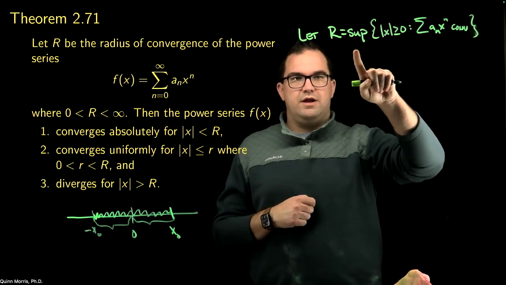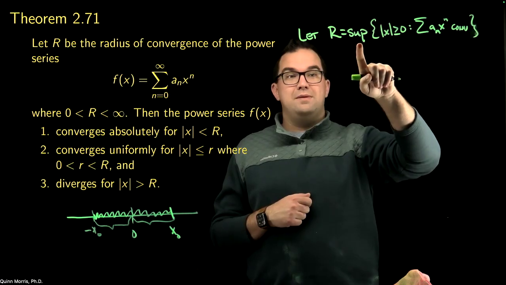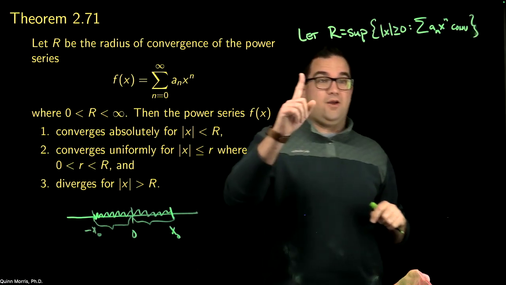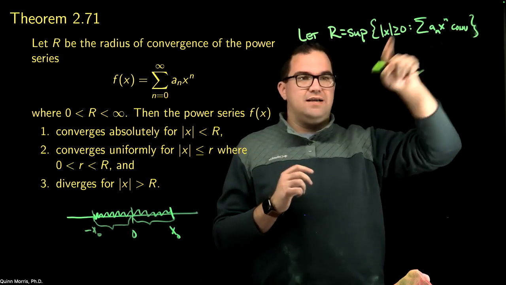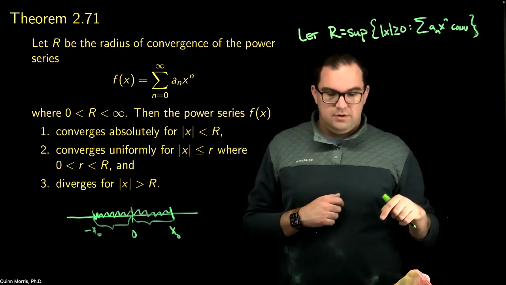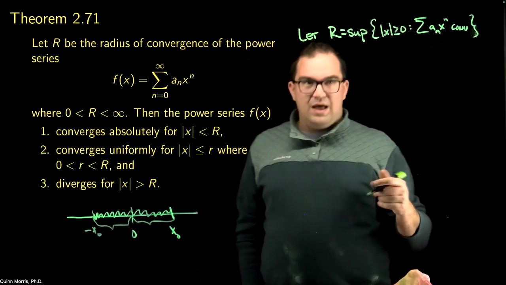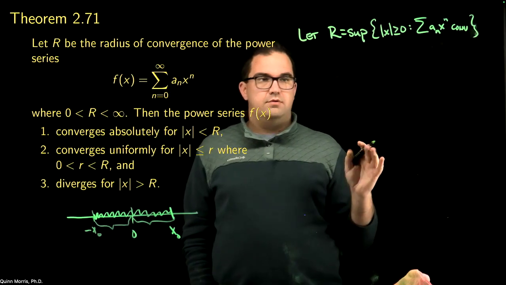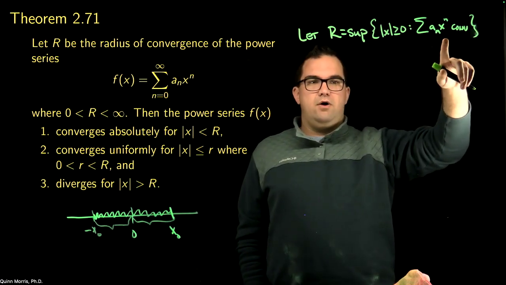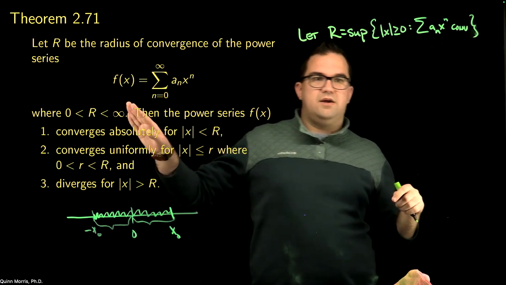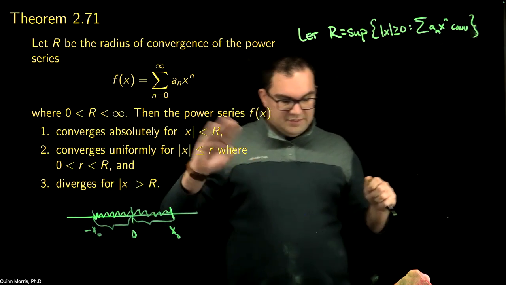Now, let me be a little careful. I'm saying pick the supremum of this set, right? So at R, it may not converge, but this is the least upper bound of the set of all x values for which this converges. Now, if R is equal to 0, okay, let's just think about what would that mean? That would mean the only thing in here is 0. And that just means that your series only converges for x is equal to 0.